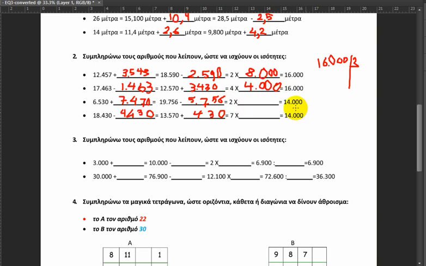Next, 2 times what gets me 14? 2 times 7 gets me 14. So 2 times 7,000 is going to get me 14,000. Next, we have 7 times what makes 14,000. Basically, we're saying 7 times what gets me 14? The answer is 2. So 7 times 2,000 gets me 14,000.